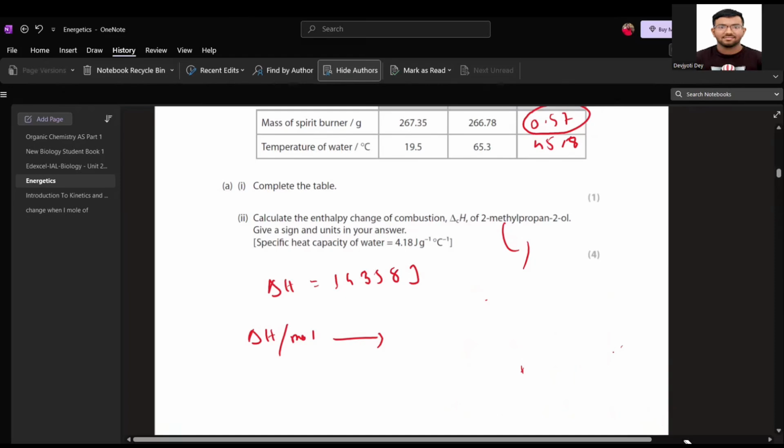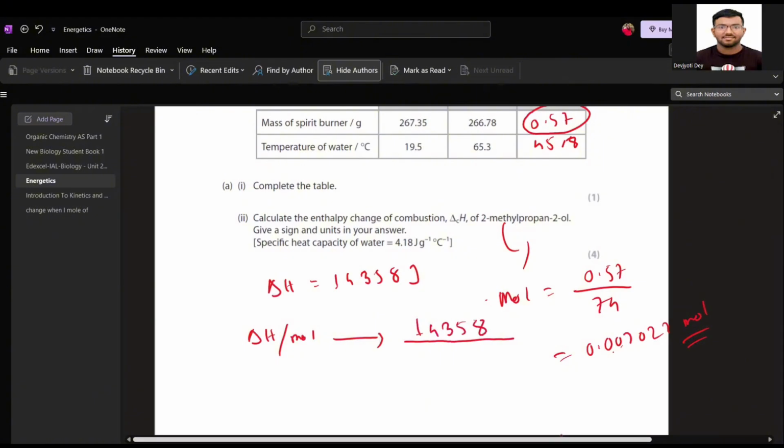We just have to plug it in. What's the answer? Can you please tell me the moles? Moles will be 0.57 divided by 74. It's about 0.007027 mole. That's the amount of moles that basically reacted. Now we can just place it right here. 0.007027. And what will be the answer?